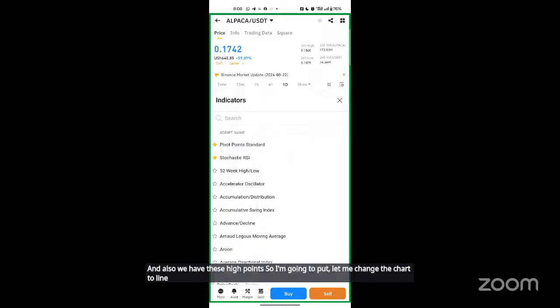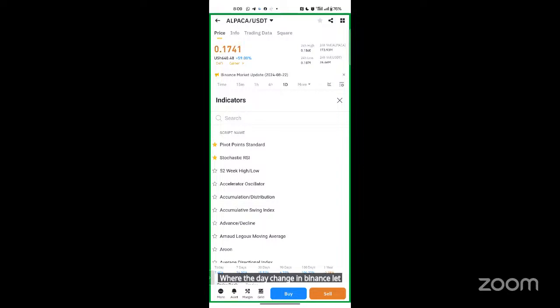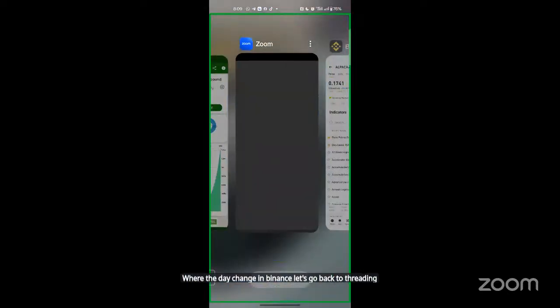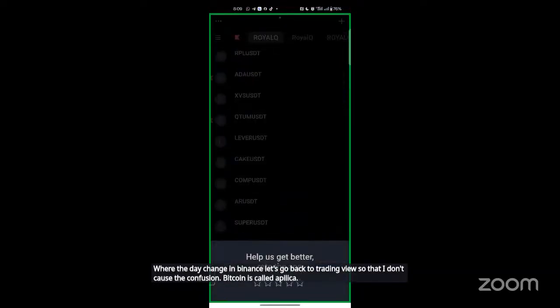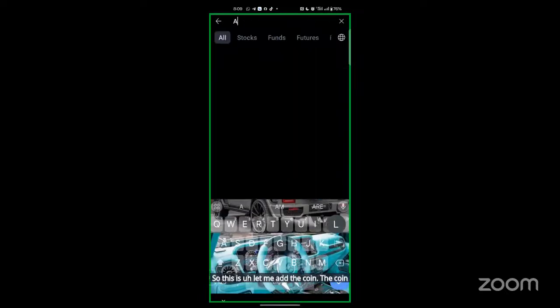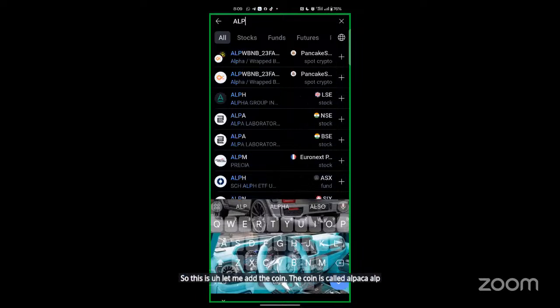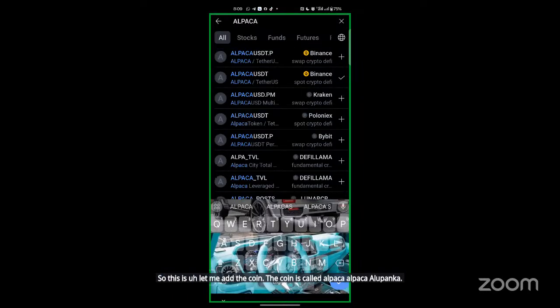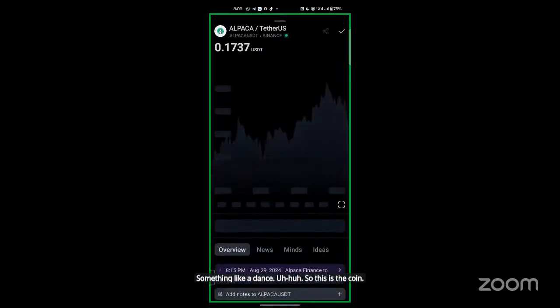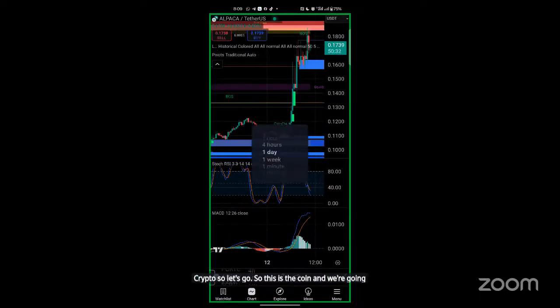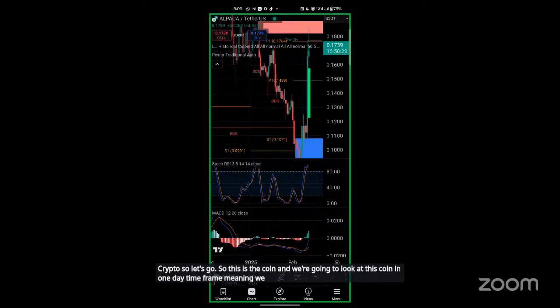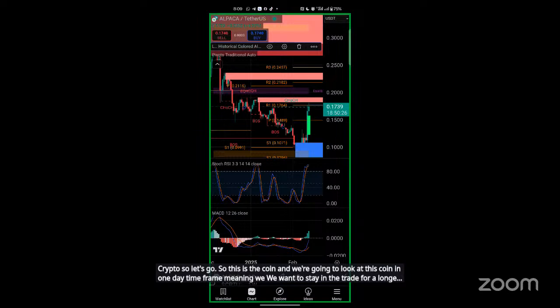Where do they change in Binance? Now let's go back to TradingView so that I don't cause confusion. The coin is called Alpaca, something like that. So let me add the coin. This is the coin, crypto. So let's go. We are going to look at this coin in 1 day time frame, meaning we want to stay in the trade for a longer time and make some profit.